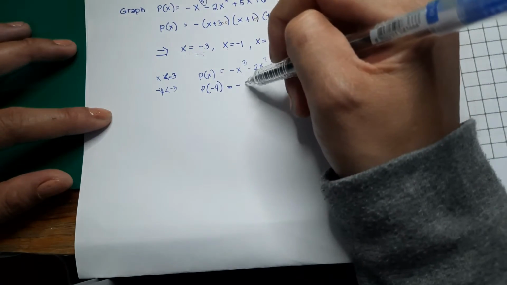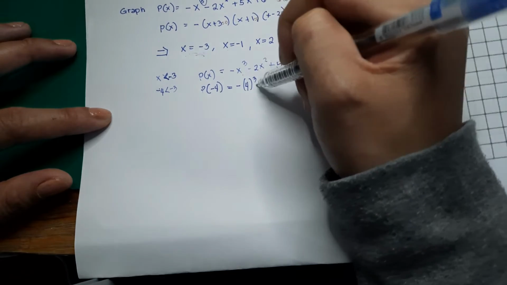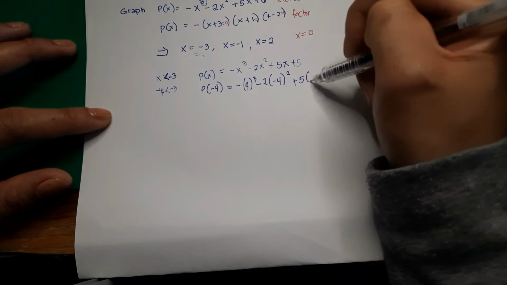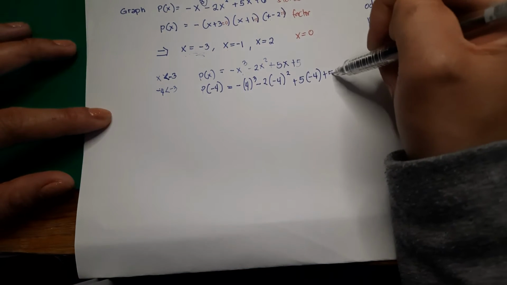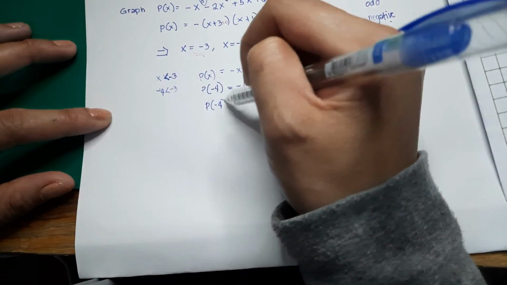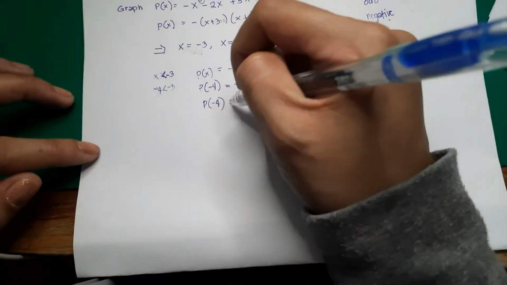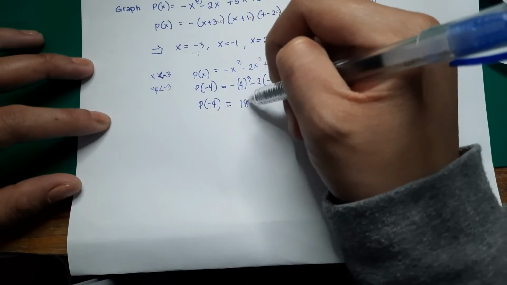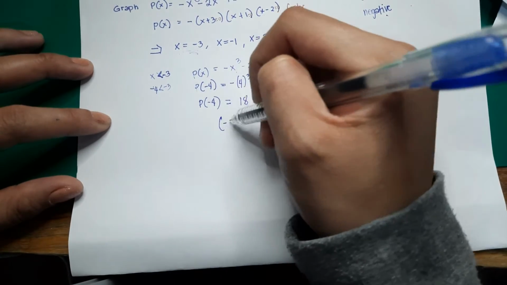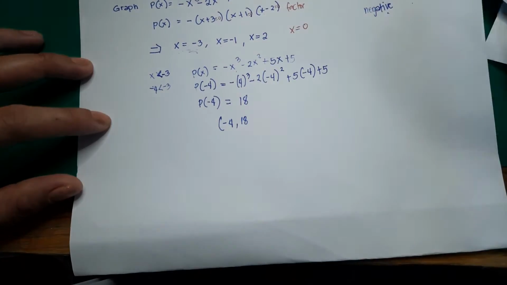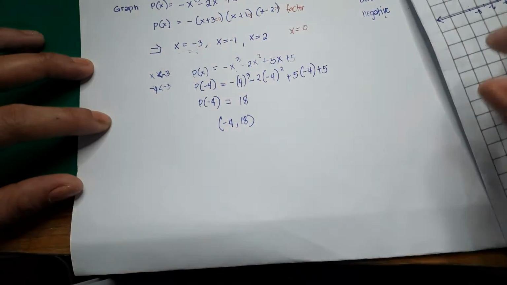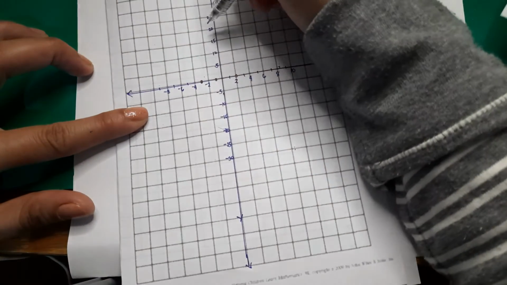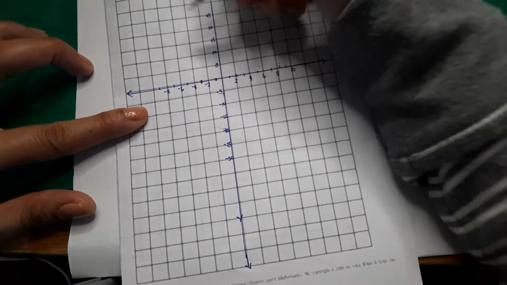So, negative 4 to the power of 3 minus 2 times negative 4 to the power of 2 plus 5 times negative 4 plus 6. Calculate p of negative 4, use your calculator for that. The answer is positive 18. So the point is x equals negative 4 and y equals positive 18. We find this point on the graph. Here, where is our negative 4? So at negative 4, we go up, since it is 18 here, because it is high.